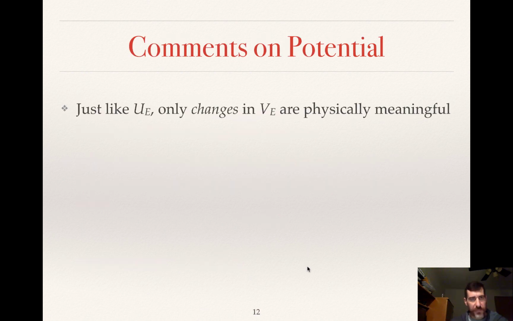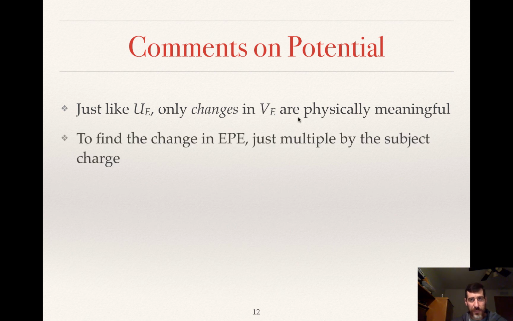Okay, so some comments. Well, remember, for the electric potential energy, U sub E, only changes are physically meaningful. So, similarly, since the electric potential V is defined based on the electric potential energy, only changes in the electric potential are physically meaningful also. And now if we have the electric potential, it's easy to go back to the electric potential energy because we just need to multiply by the subject charge. So the change in electric potential energy is equal to the charge, whatever charge we're moving around, times the change in electric potential.